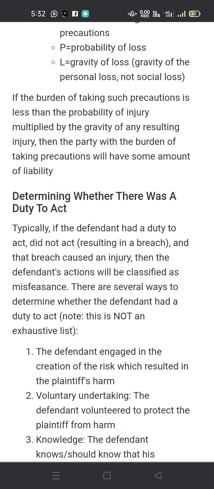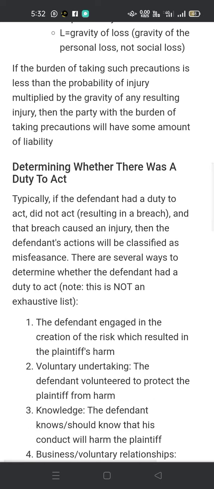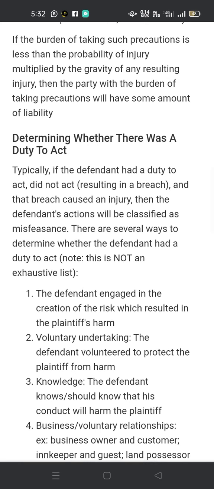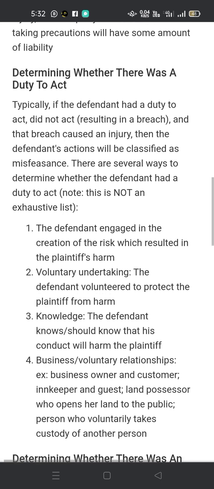Determining whether there was a duty to act. Typically, if the defendant had a duty to act, did not act, resulting in a breach, and that breach caused an injury, then the defendant's actions will be classified as misfeasance. There are several ways to determine whether the defendant had a duty to act. This is not an exhaustive list.